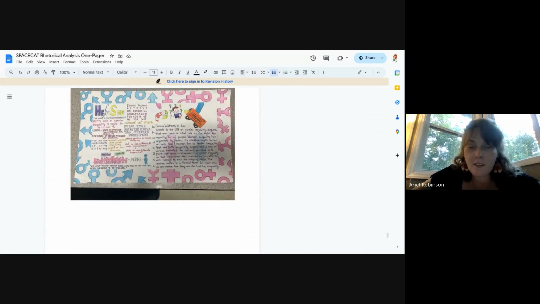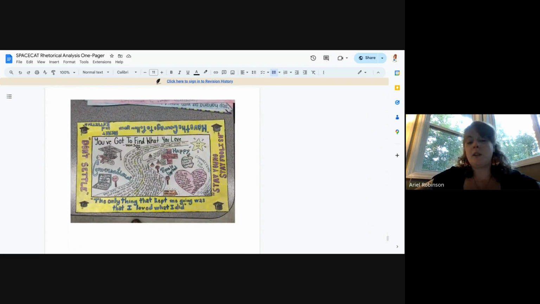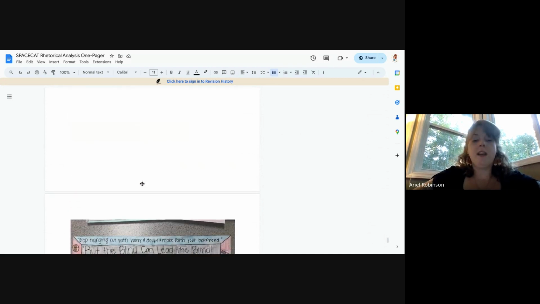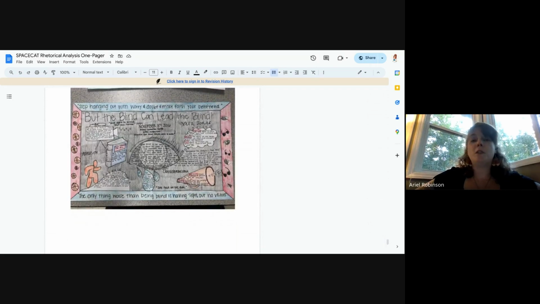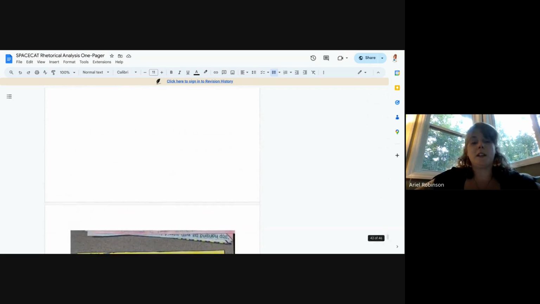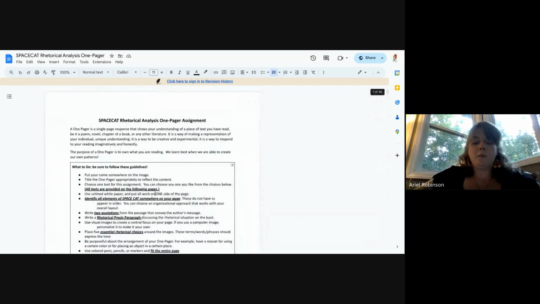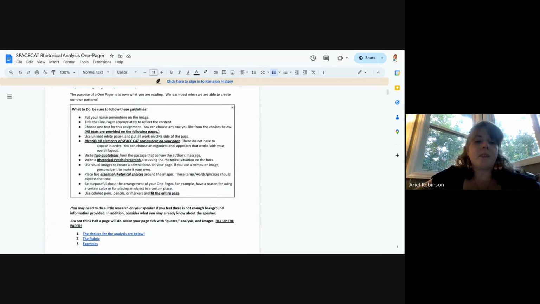You can do it on Canva. Canva is a great resource, or you can do it on paper in the old-fashioned way. Either way works for me, but they're going to be visual representations of a rhetorical analysis. So what I'm looking for up here as you scroll up is that you've got all of your SPACECAT elements on the page. You include 2 quotes, and then you're going to have a rhetorical précis paragraph on the back.